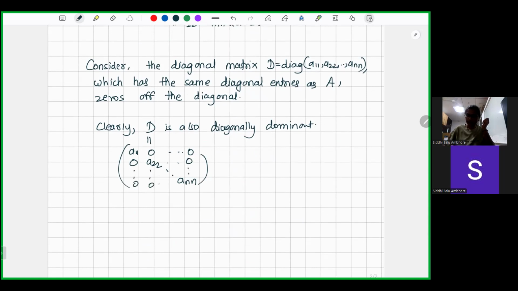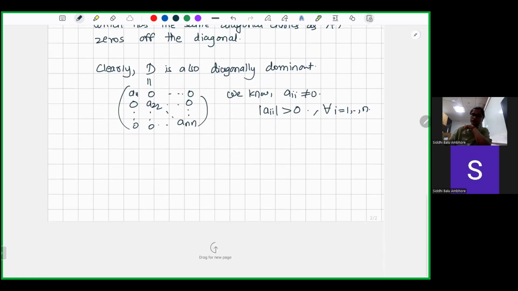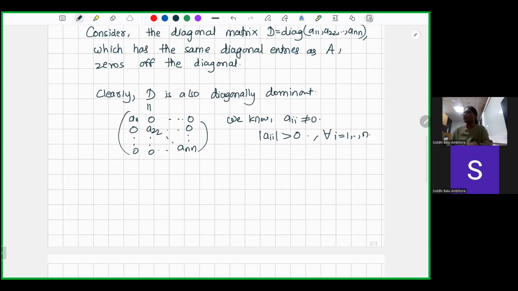We know this aii is non-zero, so mod aii will strictly be greater than 0 for all i from 1 to n. So D also has the property that it is in fact strictly diagonally dominant, that is, the inequality here is strict.